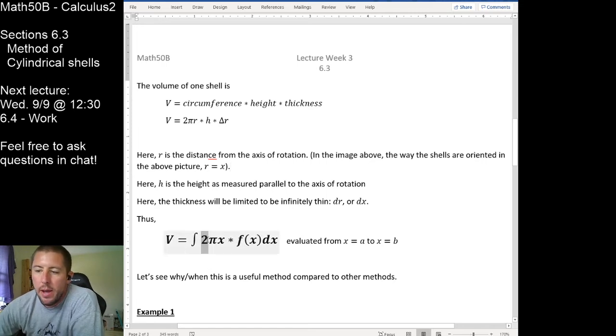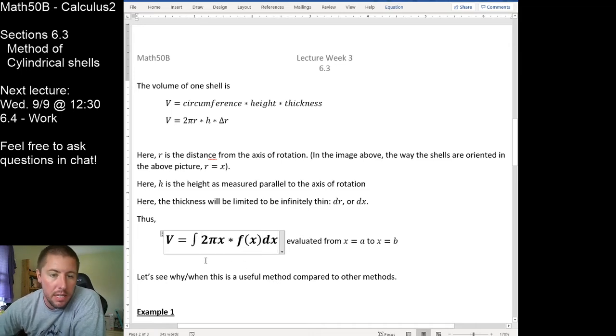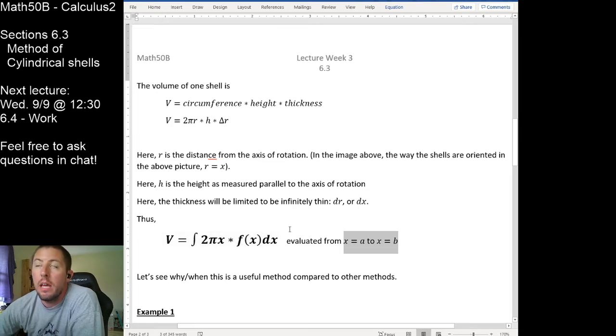What this says is go ahead and take the circumference times the height times the thickness. That's one infinitely thin shell. Integration says add up all of those infinitely thin shells, and we can do that from, as you can see, this is a dx integral, so we'll just add up all of the areas of all of those infinitely thin shells along the radii that we want to experience them.